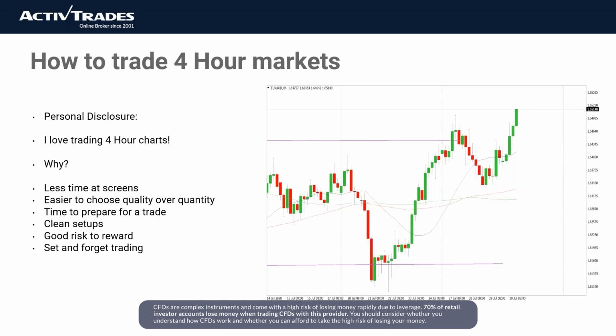In terms of personal disclosure, I love trading the 4-hour charts. Always had a soft spot for them, and I have used them as part of my longer term swing trading. In particular, liking the relationship between weekly charts and 4-hour charts. But then also, I use them as part of my intraday trading as well, in terms of the relationship between, let's say, the 4-hour trend and then 30-minute, 15-minute, 5-minute entries.